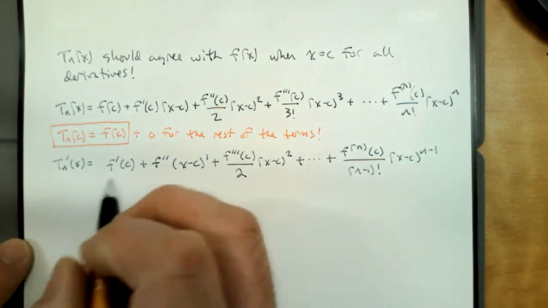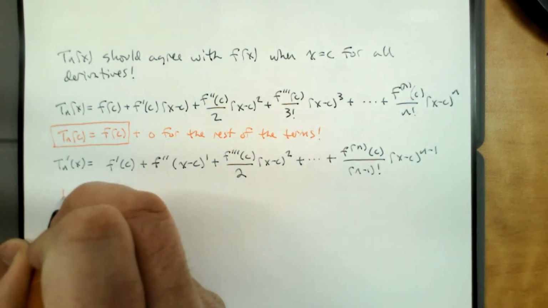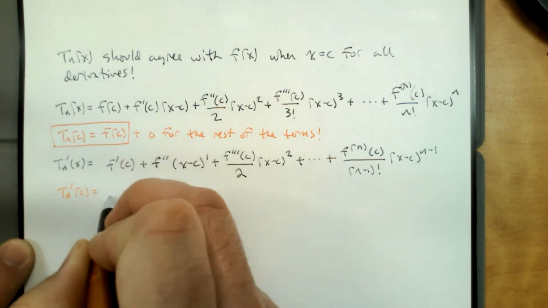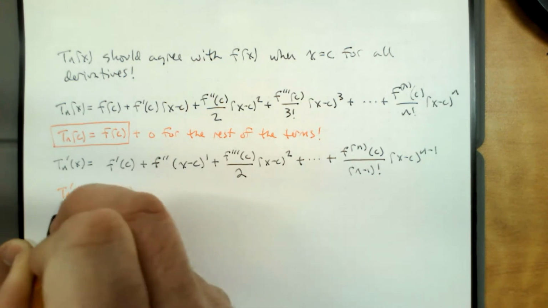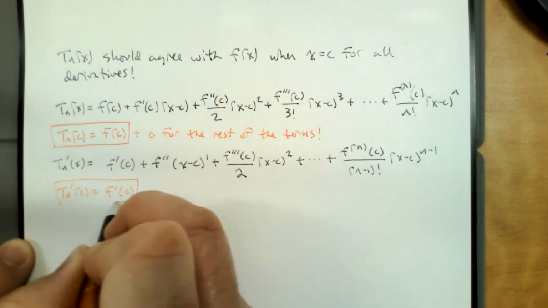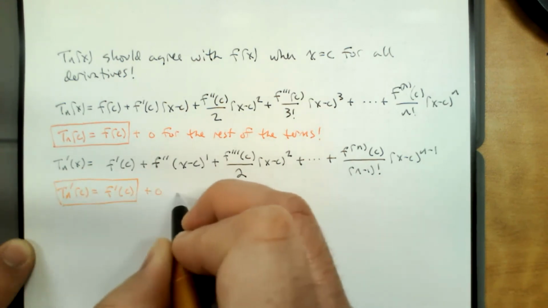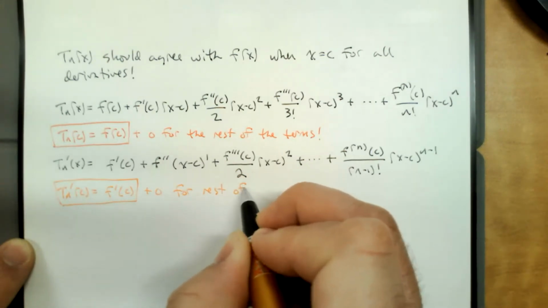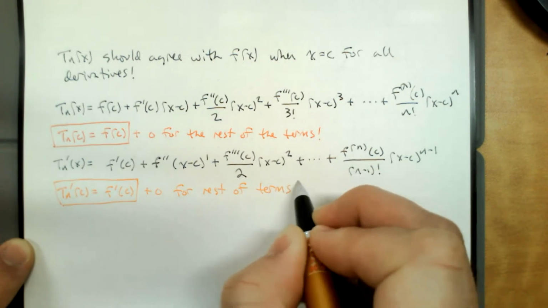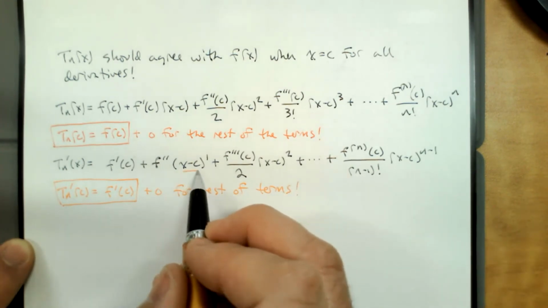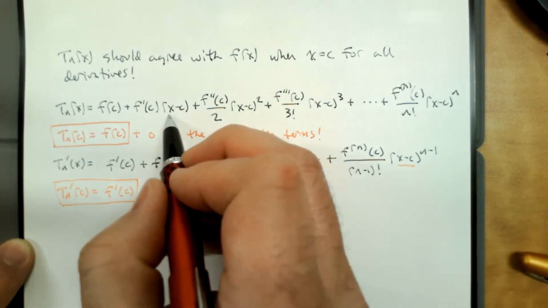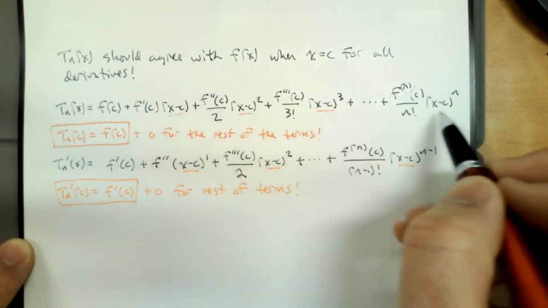Now when I calculate Tn prime at c, I get just f prime at c plus 0 for the rest of the terms, because all the rest of the terms have an x minus c as a factor. And when x is equal to c, x minus c is equal to 0.